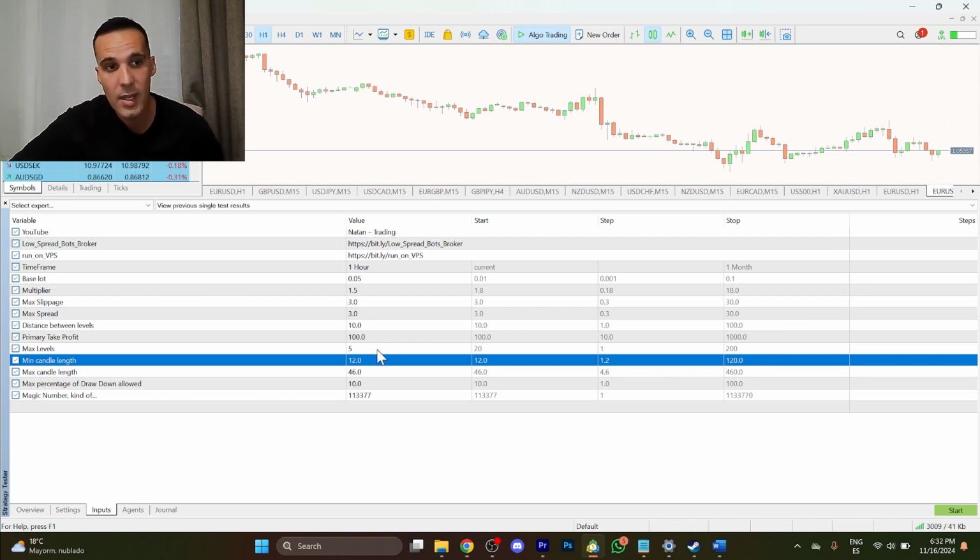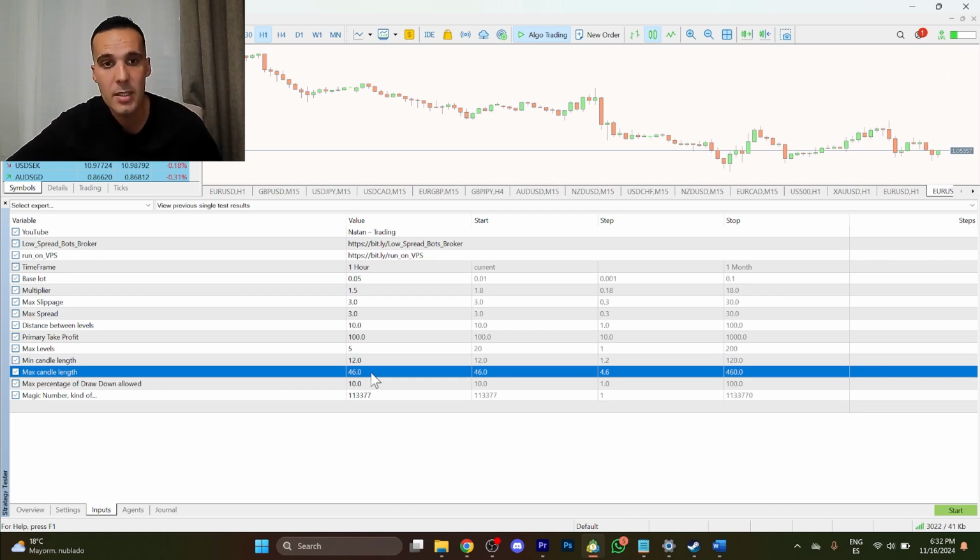So if the last candle is lower than 12 pips, the bot is not going to enter into the market unless this candle is between 12 and 46 pips. More than 46 pips means the market is in a spike, it's moving too much, and most of the time we see one huge candle like that. Most of the time the market retraces. Okay, so I have done some backtests. More than 46 on the USD.